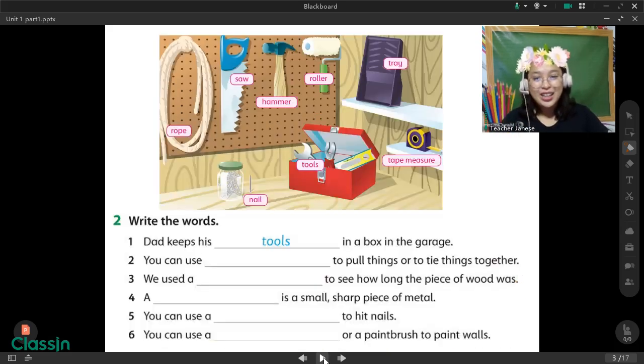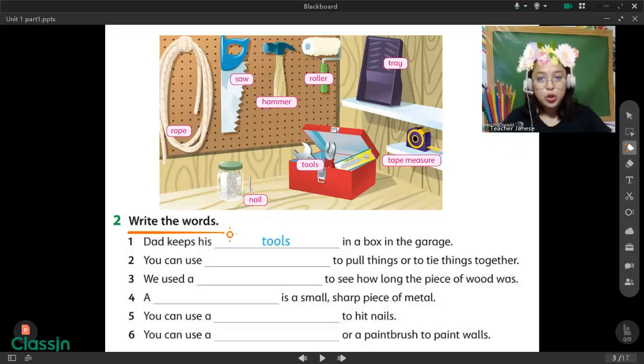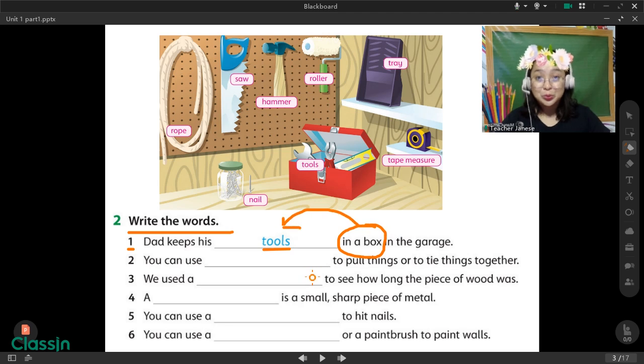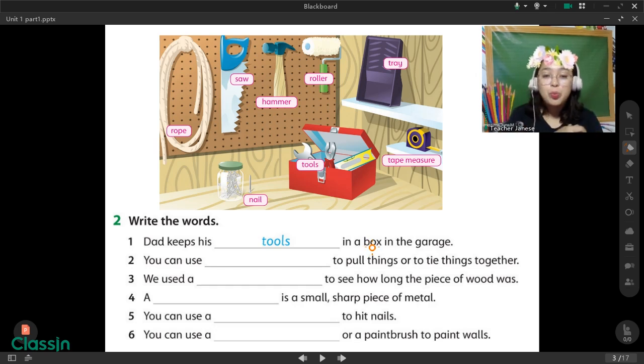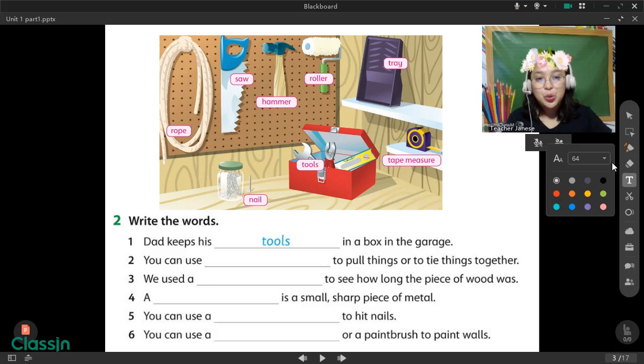All right, now let's try this one. So, this is the direction. You will write the words. So, for example, number one, Dad keeps his tools in a box in the garage. So, okay, in a box, so of course, tools. Okay, now let's try number two. You can use to pull things or to tie things together. Now, what's your answer?